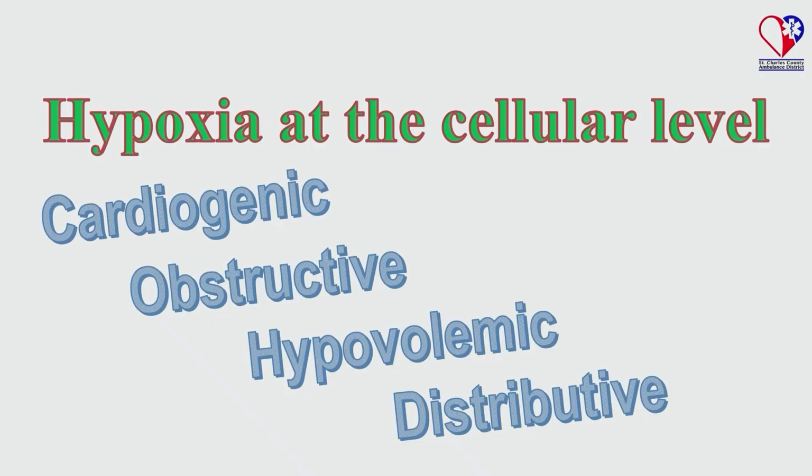If you don't believe me, think about the four broad classes of shock. We have cardiogenic shock, obstructive shock, hypovolemic shock, and distributive shock. But in the end, the final common pathway is the cell is not getting oxygen.